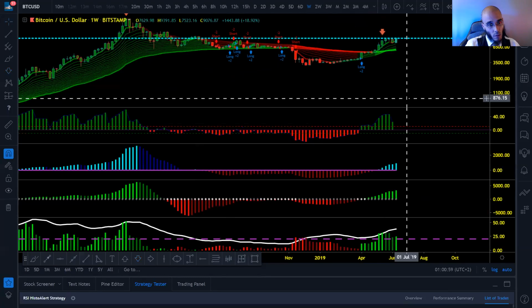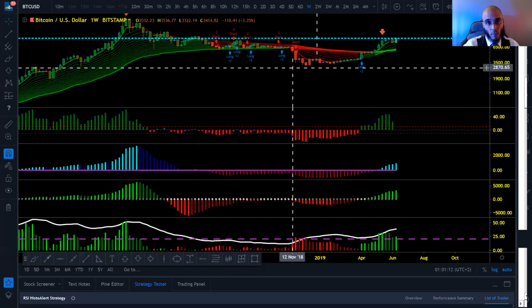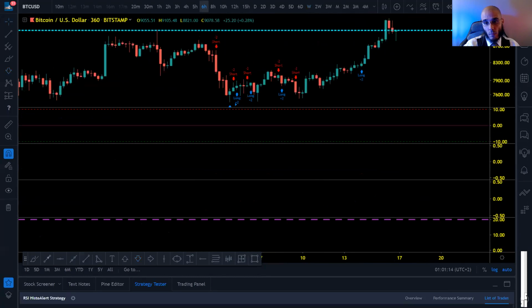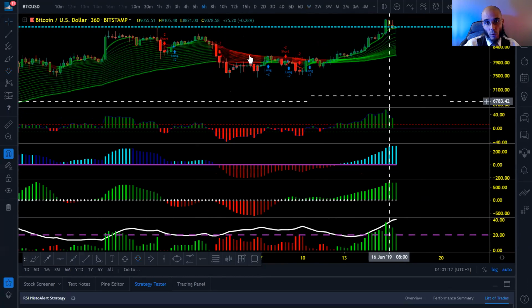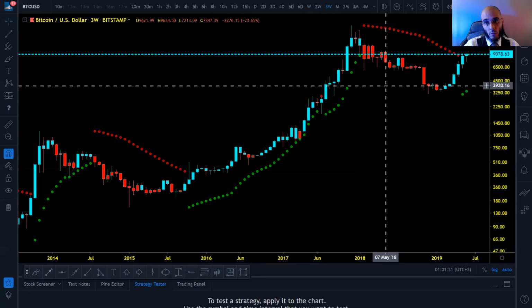I mean, we can take a look at the 6 hour, but I expect everything to be bullish. So I don't find it very useful to look at the 6 hour. Let's still take a look. Everything is bullish, yes. Next.